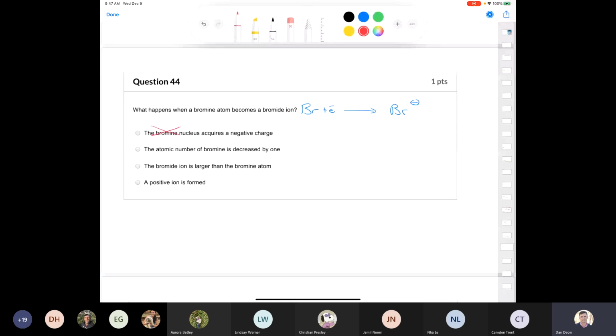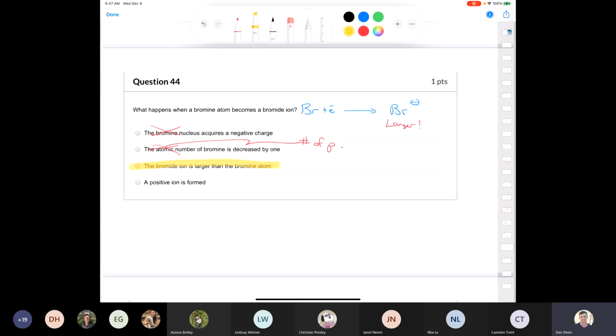The atomic number of the bromine is decreased by 1? Well, the atomic number is the number of protons, right? So that's not going to change. The bromide ion is larger than the bromine? Yeah, absolutely. We know that as you increase the number of electrons and the number of protons in the nucleus stays the same, they're not going to be held as tightly. And so the bromide ion is going to be larger than the bromine atom. So this one is true.